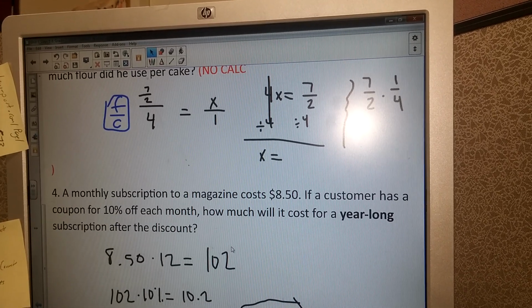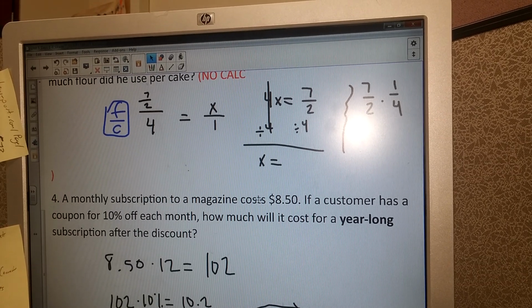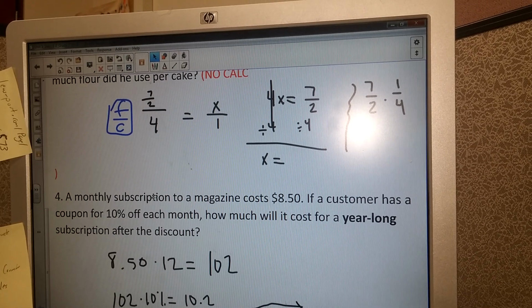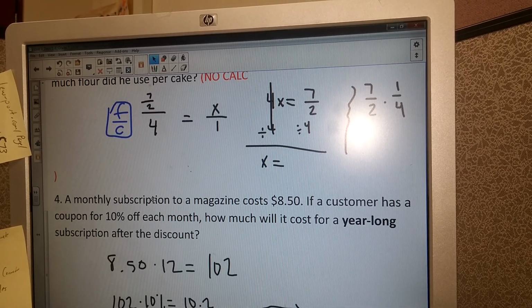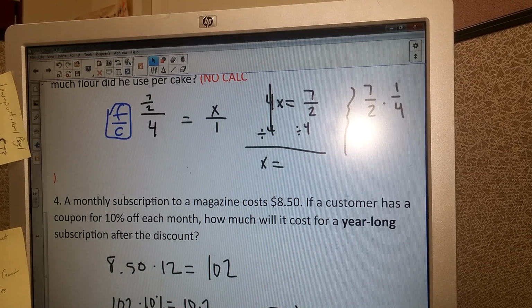Number four is a little bit trickier. A monthly subscription to a magazine costs $8.50. So that's how much it is per month. If a customer has a coupon for 10% off each month, how much will it cost for a year-long subscription after the discount? Couple ways to do this.